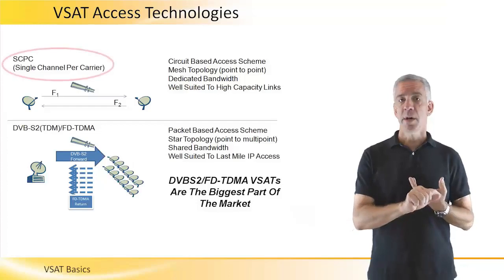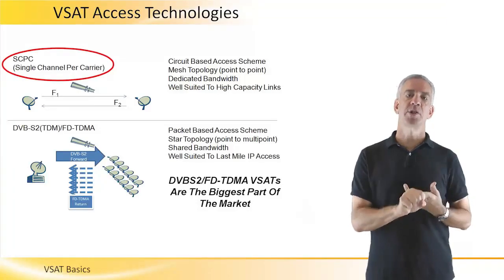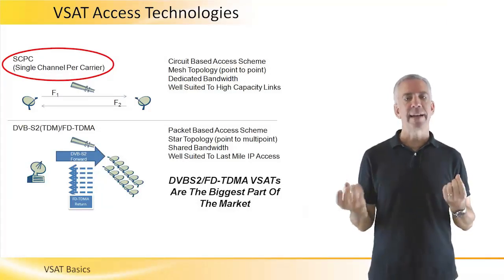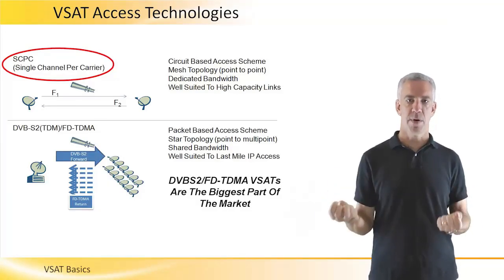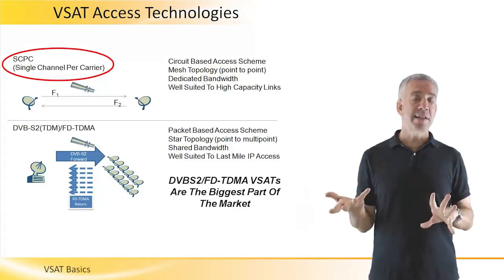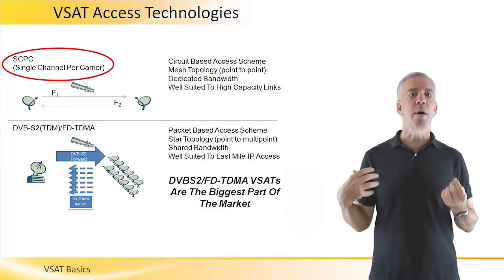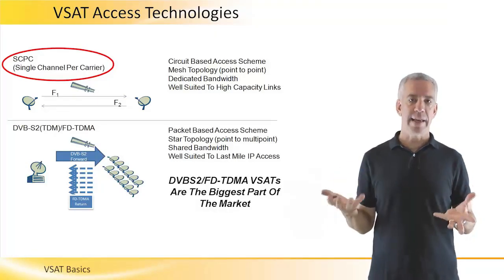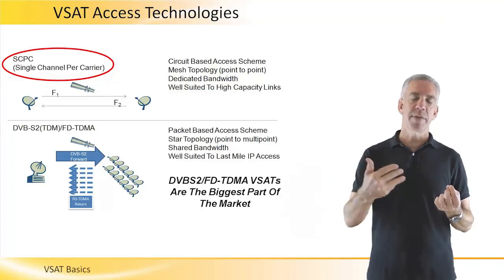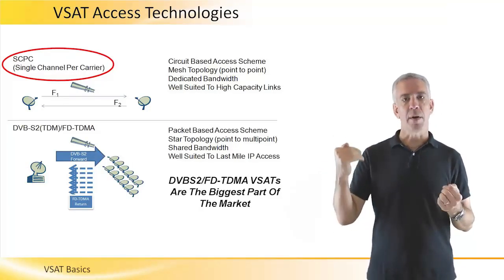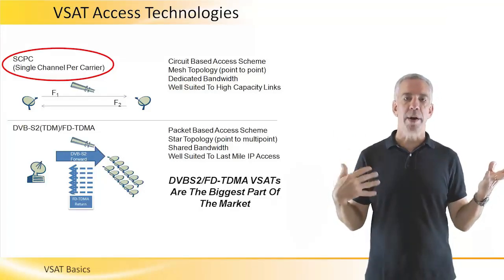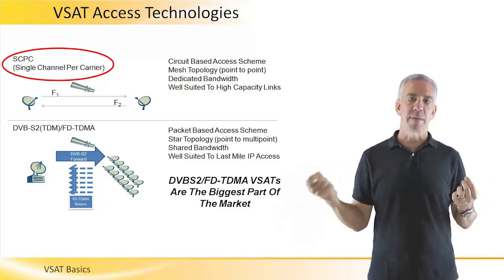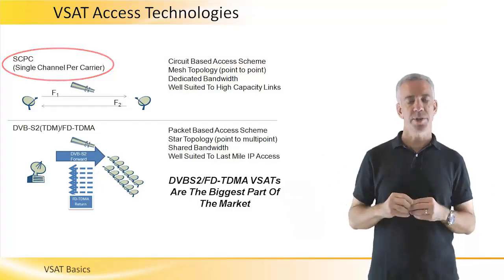In terms of VSAT access technologies, there's two kinds of access technologies which are typical. The first is SCPC, single channel per carrier. This is an access technology that operates in a point-to-point mode. It is well suited for high capacity links where the traffic is of relatively high volume and doesn't vary. So think like an E1 or 10 megabit link from one location to another location.